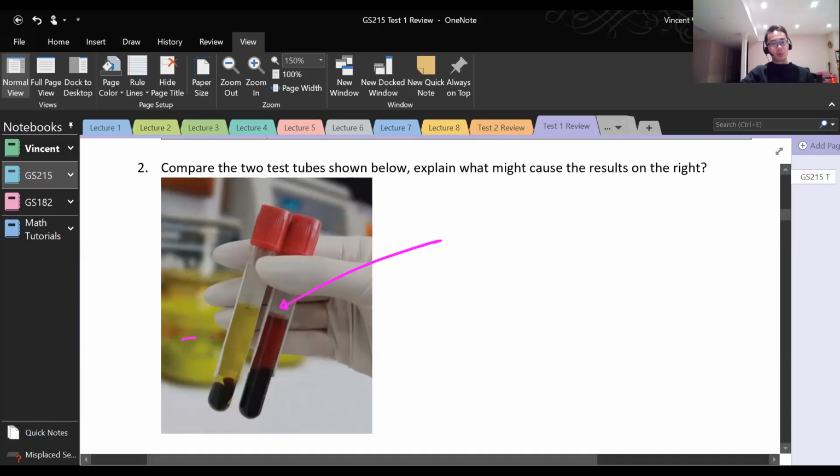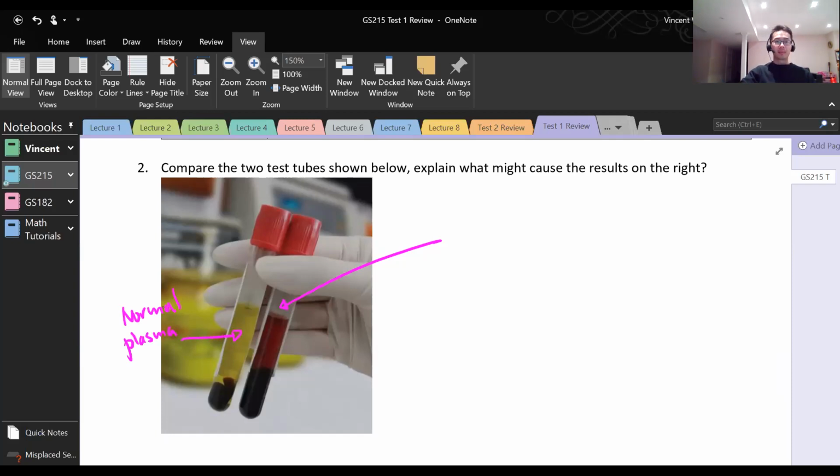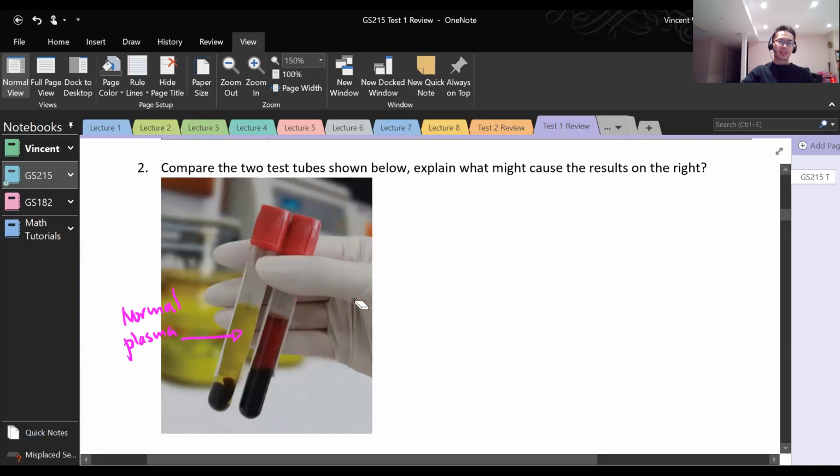Now look at the normal plasma here, right? This is the normal plasma. Normal plasma is supposed to be a clear, yellowish liquid, right? But here it is not clear. It has all this red stuff in it. So what is happening here? Well, this is actually hemolysis.